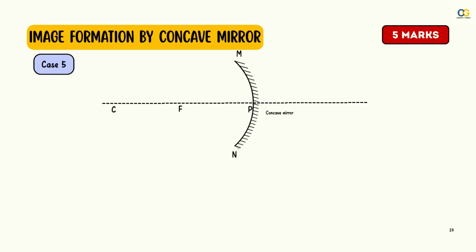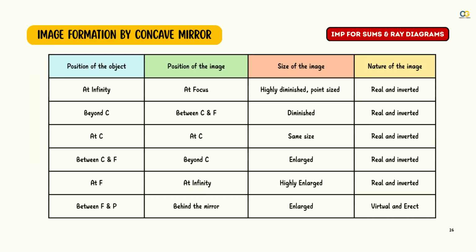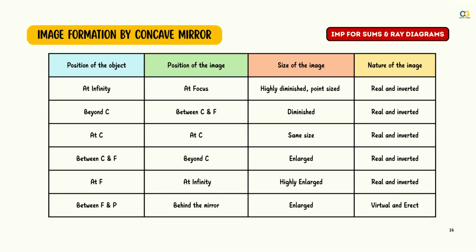Bringing it between F and P, the image will be behind the mirror, enlarged and virtual and erect. This table summarizes what we just saw, and the trick to remember this is, as we keep moving the object closer, the image keeps going farther away from the mirror and it also gets bigger.